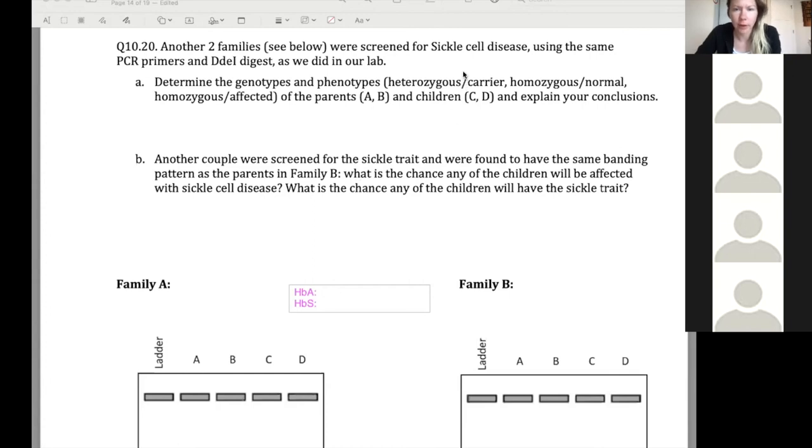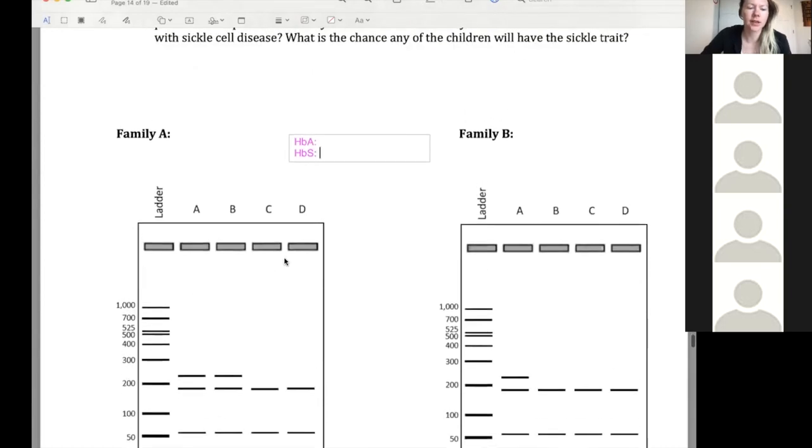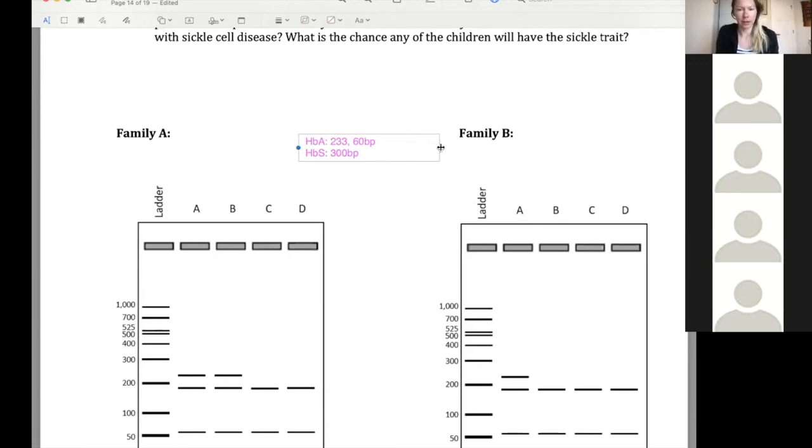I'm going to go back and just look at my lab really quickly. I think it was 233 base pairs, I'm pretty sure. That's right, yeah, 233.67 or something. Do we have to put the length, or we don't need the length? We don't need the exact length, but ballpark is fine. So yeah, you're right. It's like 233 and like 60 base pairs for the other one. But the important part is that the normal allele gets cut and we get two smaller fragments, and the disease allele just remains as one fragment.